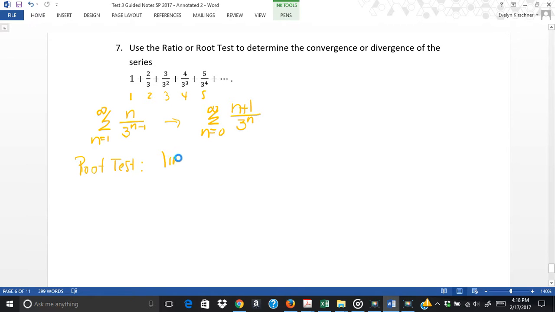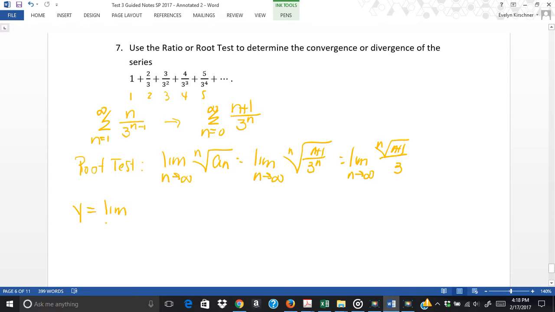I'm going to look at the limit as n goes to infinity of the nth root of a to the n, which is the limit as n goes to infinity of the nth root of n plus 1 over 3 to the n, which is the limit as n goes to infinity of the nth root of n plus 1 all over 3. So what can I do with that? I'm not sure. So let's do a little finagling, and I'm going to let y equal this limit I'm looking at.